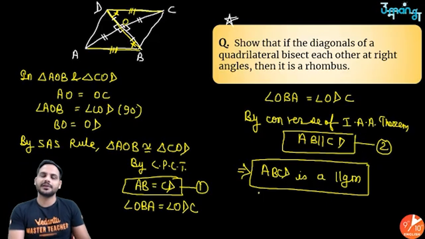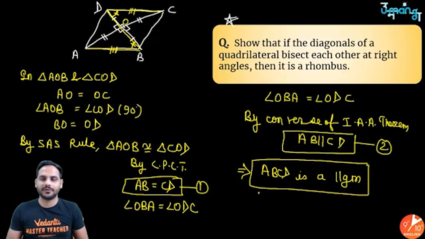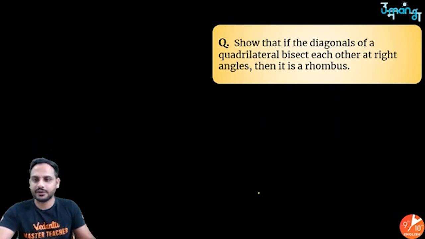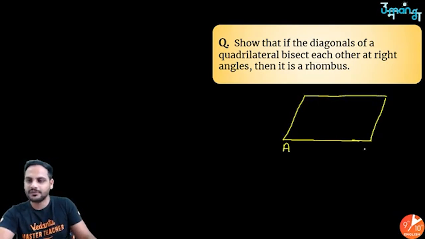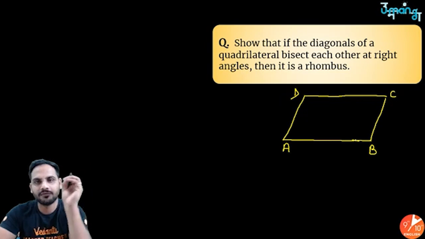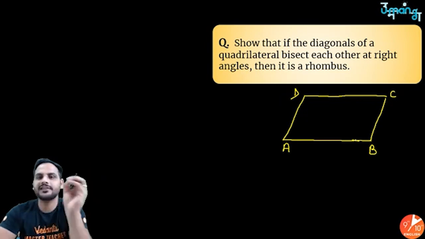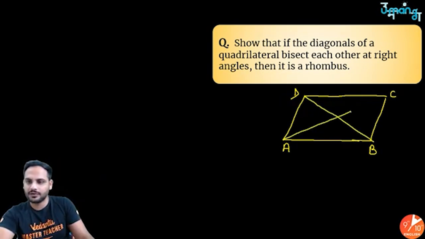ABCD is a parallelogram. Now this parallelogram I will prove to be a rhombus. So now I know that ABCD is a parallelogram and I have to prove that it is a rhombus. So from parallelogram to rhombus, how do you go? You go from parallelogram to rhombus if you can prove that one pair of the adjacent sides are also equal.